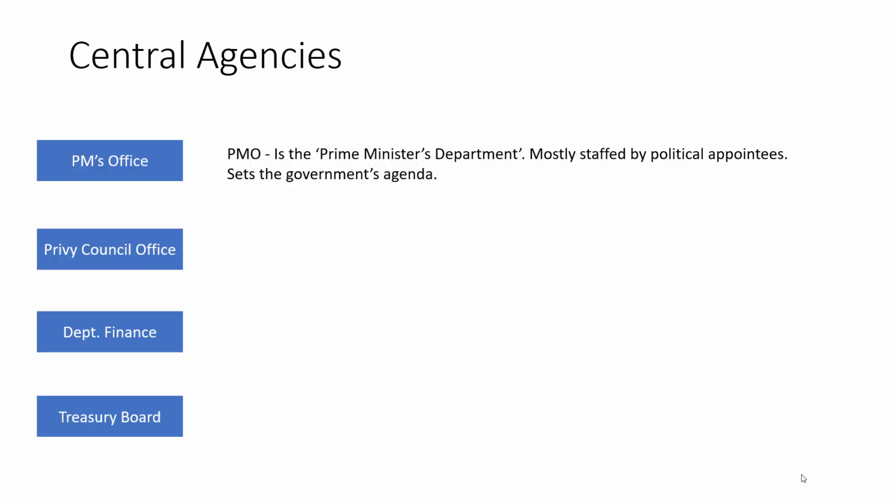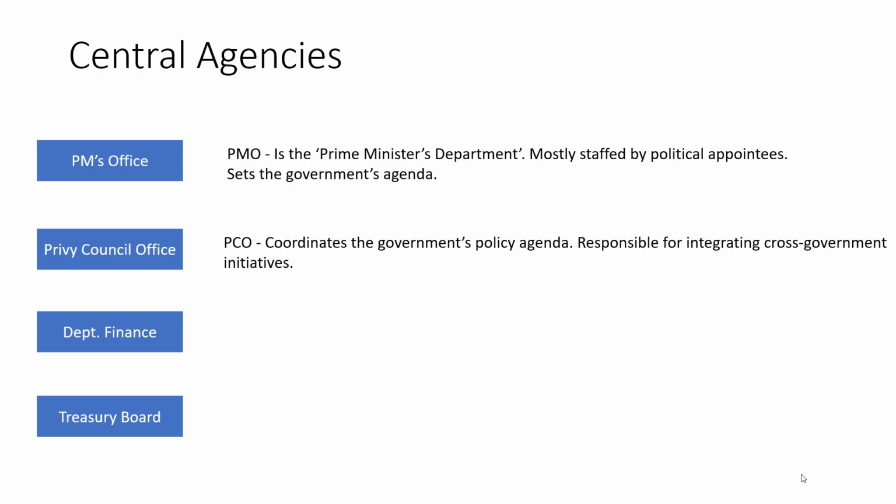The first is the PM's office, the Prime Minister's office, or the PMO. This organization is essentially the Prime Minister's department, and it exists to support the Prime Minister in their activities. Most of the people who work here are appointed because they're part of the political party of the governing party. The purpose of the PM's office is to set the government's agenda and vision for the country.